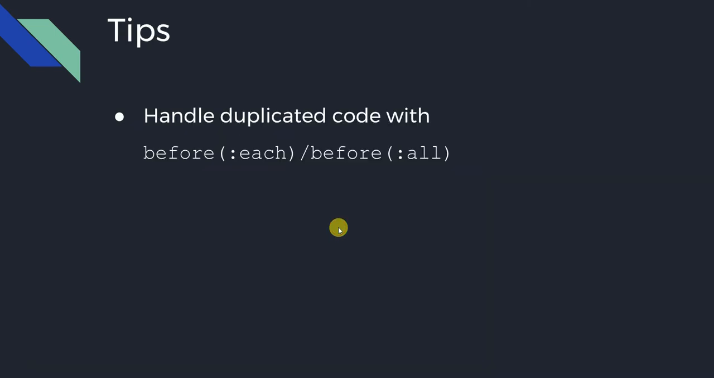And here are the tips. You could handle duplicated code with before each or before all. Basically, you could extract duplicated code used in front of multiple methods and put it in before each or before all, and all these methods could access this code.